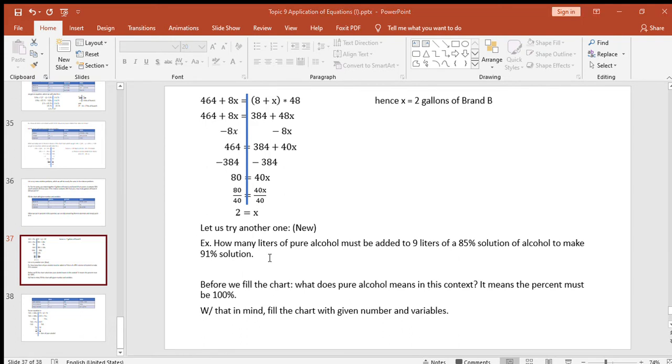Now let's move on. This is topic 9, the last part of this topic. The main section for this video is distance, rate, and time. So suppose you are traveling 3 hours at a constant speed of 30 miles per hour. How far did you travel?